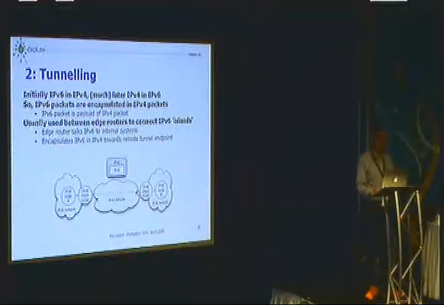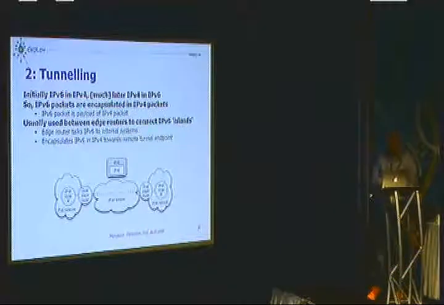So, tunneling, that's what I wanted to cover. Imagine that you want to connect to the IPv6 internet, but your service provider doesn't provide IPv6 to you. What you can do is create a tunnel. A tunnel is like a virtual link, an IPv6 virtual link using IPv4. In this case, for example, on this side is Hurricane Electric, and on the other side is your office. You are going to interconnect those two networks with a virtual link that we call a tunnel. We encapsulate all the IPv6 packets in IPv4 packets and send them through the IPv4 internet.